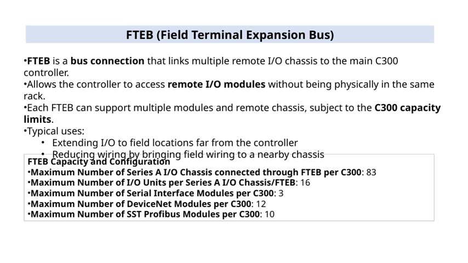When we talk about capacity, the maximum number of Series A I/O chassis that can be connected through FTEB per C300 is 83. That's quite substantial and allows for extensive I/O expansion. Each Series A I/O chassis, or FTEB, can support up to 16 I/O units. In addition, the C300 can support up to 3 serial interface modules, 12 DeviceNet modules, and 10 SSD Profibus modules. These capacities ensure that the system can handle various communication protocols and interface requirements efficiently.